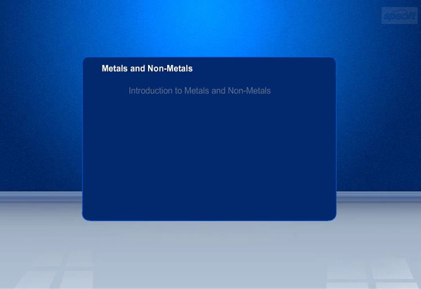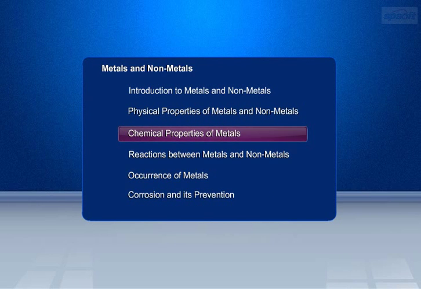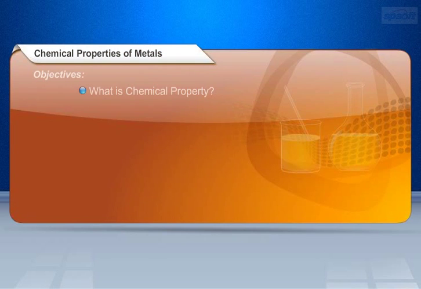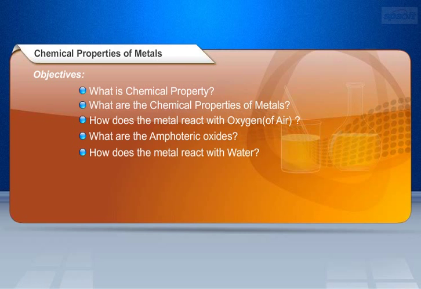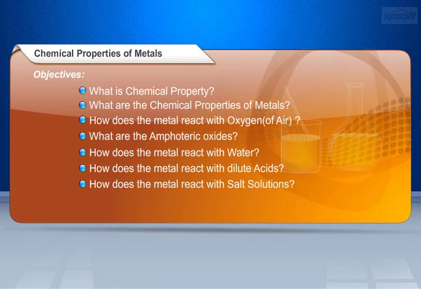Chemical properties of metals. In the earlier session, we have learned about physical properties of metals. Now we will learn about chemical properties of metals. The objectives of this session are to make you understand the chemical properties of metals: how metals react with oxygen present in air, amphoteric oxides, how metals react with water, how metals react with dilute acid, how metals react with salt solutions, and the reactivity series.